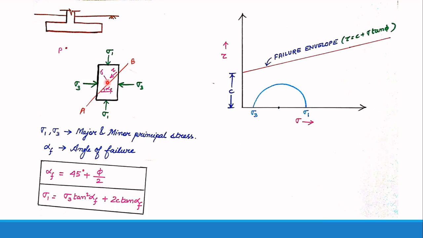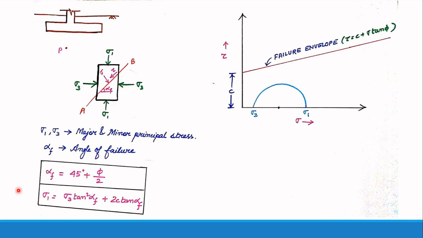Okay, so AB is the shearing plane, and this plane makes an angle with the horizontal, which is denoted by alpha f. The angle alpha f is known as the angle of failure, right?